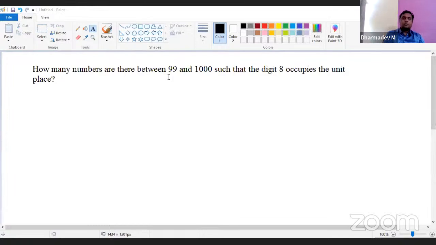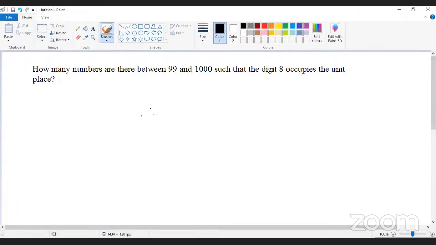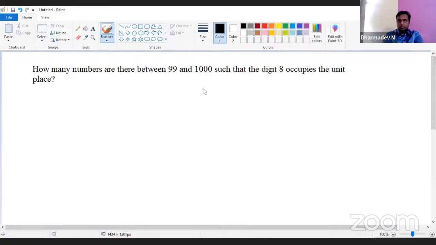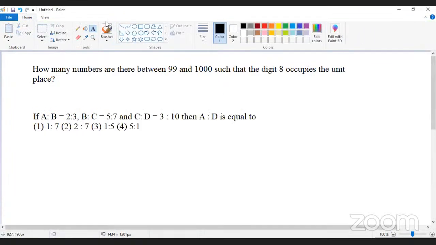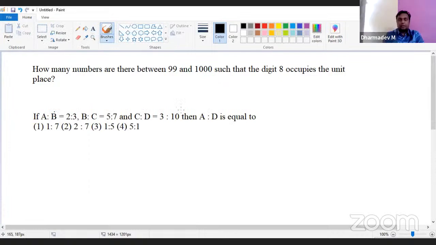So in this, 99 to 1000, how many numbers are there with the unit digit as 8? Very simple question. Yes, Abbas. Please, can you repeat the last question? Sure, just check. Is this the question? Yes. Okay. See, I have to equate the factors.